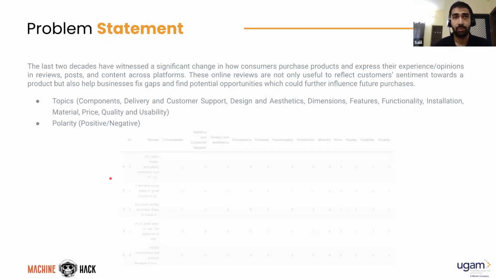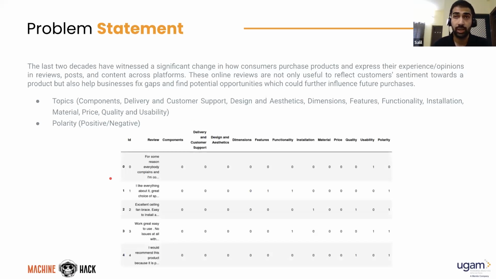We were not just given one target variable; we were given 12 target variables. As you can see, there were 11 topics and one polarity target variable, which we had to predict. On the face of it, this first looked like a multi-class classification problem, but that also wasn't the case.